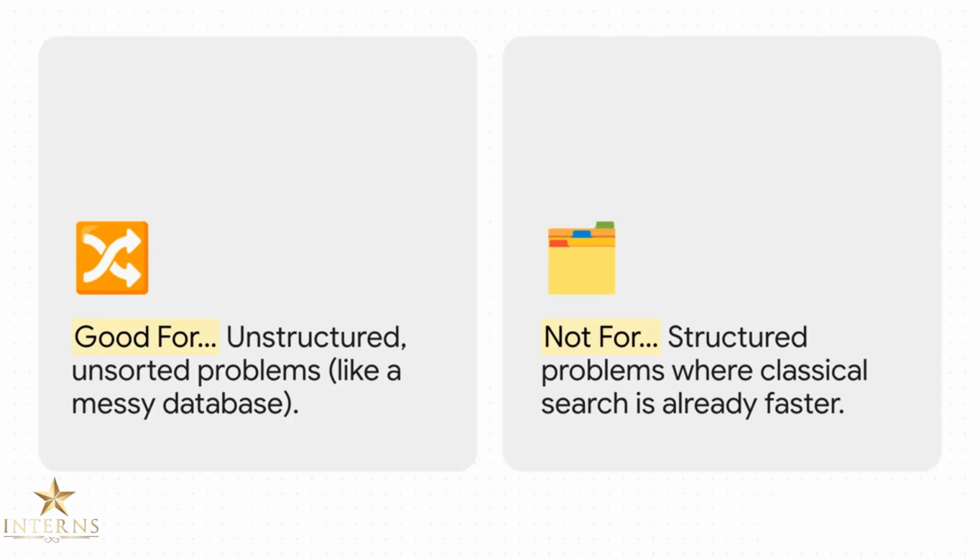But let's be clear, it's not a silver bullet for every single problem. Grover's algorithm is the undisputed champion when your data is a total mess, like our phone book. But if your data is already nicely sorted, a simple classical search can actually be faster. It's all about using the right tool for the right job.